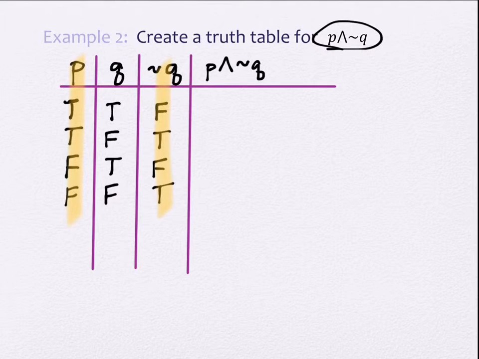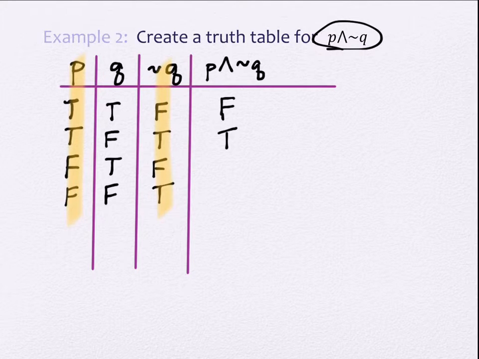Do I have a conjunction or a disjunction? It's called a conjunction. It's an and statement. When is an and statement true? When both pieces are true. So my first row, I have true, false. That's a false statement because they're not both true. On the second row, I have true, true. That statement is true.